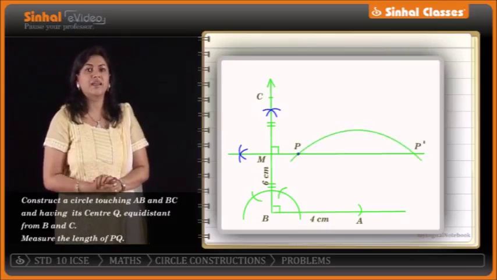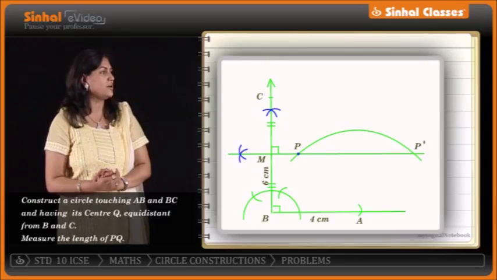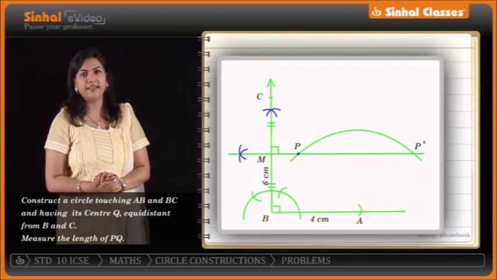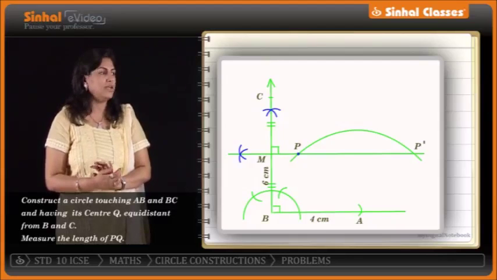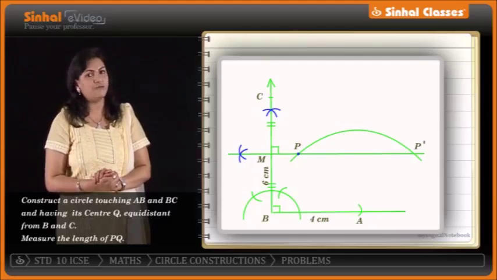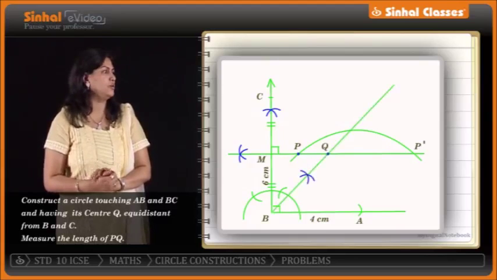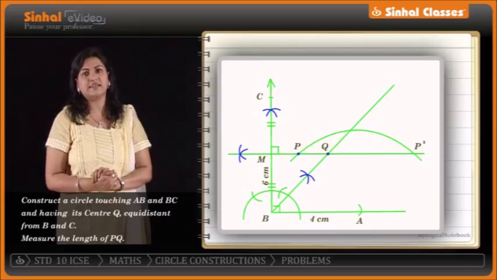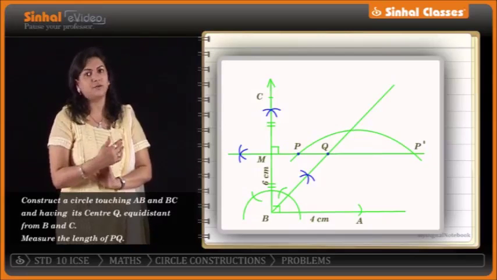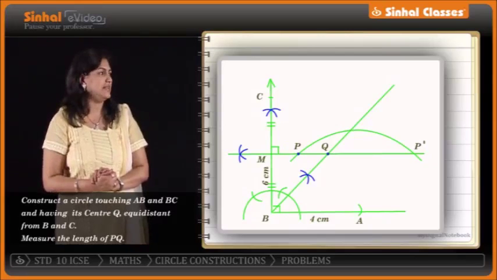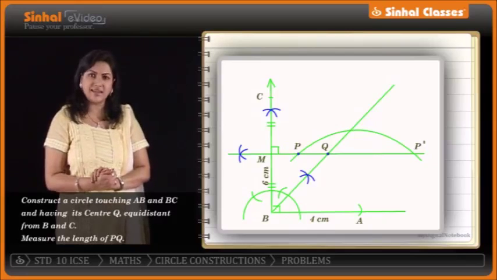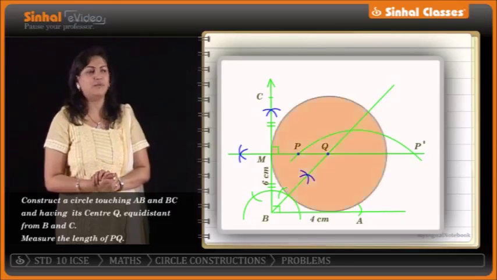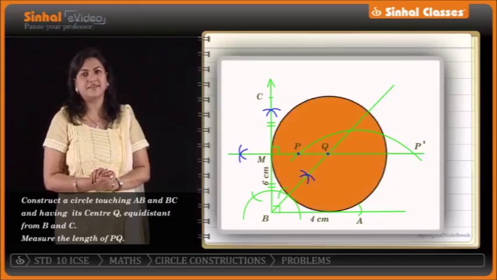and P dash. Now draw the angular bisector of angle ABC which meets the bisector of BC at the point Q. Because any point on this bisector will be equidistant from the points B and C. Now with Q as center and radius QM, draw the required circle.